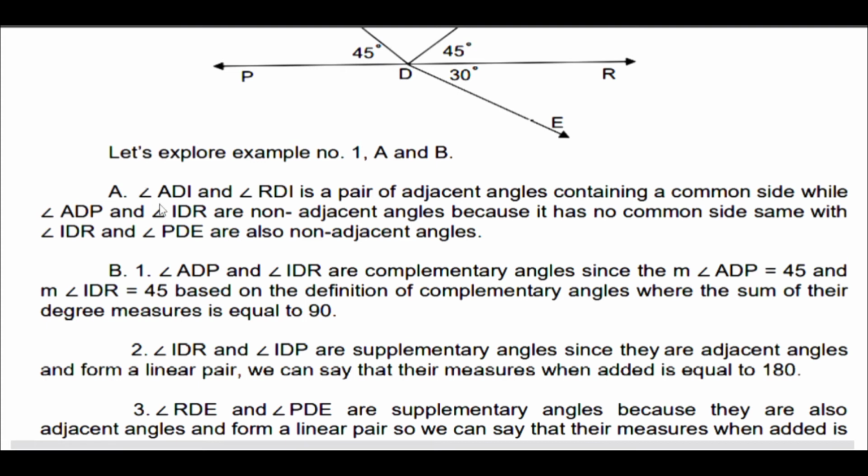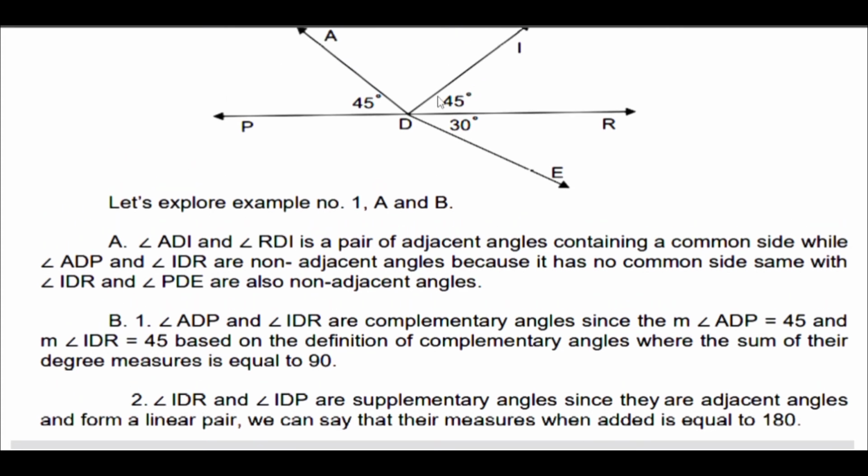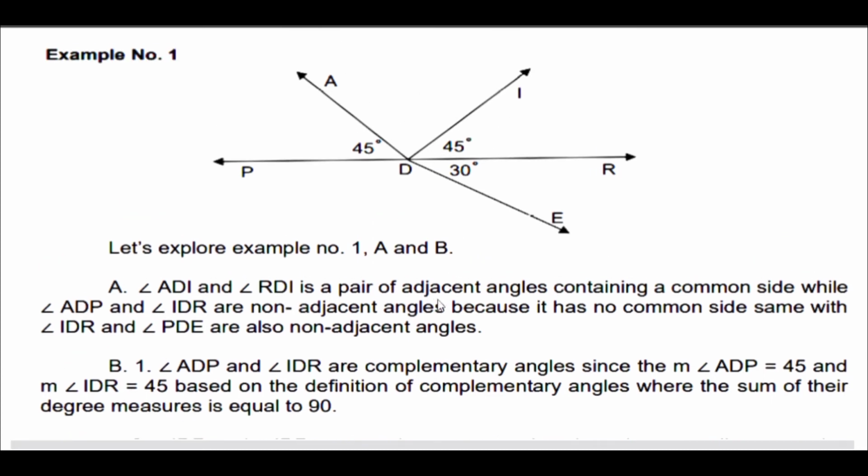So for letter A, angle ADI and angle RDI is a pair of adjacent angles containing a common side, which is ID, and the vertex is point D. Then we have angle ADP and angle IDR. So these angles are non-adjacent because they don't have a common side even though they have a common vertex.